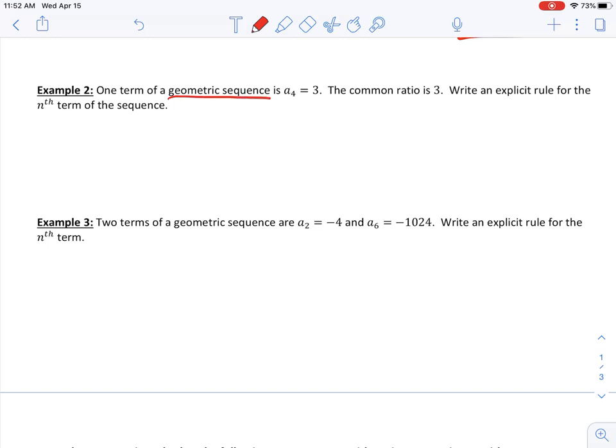Okay, so now they told me it's geometric, so I need the first term and I need the ratio. One of the terms, the fourth term, is 3, and that's not the first term. Common ratio is 3. Well, thank you for that. Write an explicit rule for the nth term. Okay, so I was not given the first term, but I was given that the fourth term is 3.